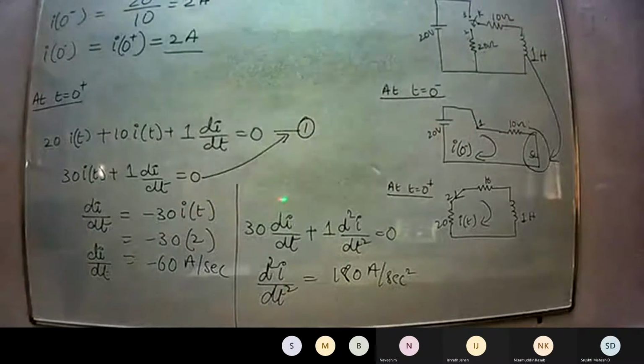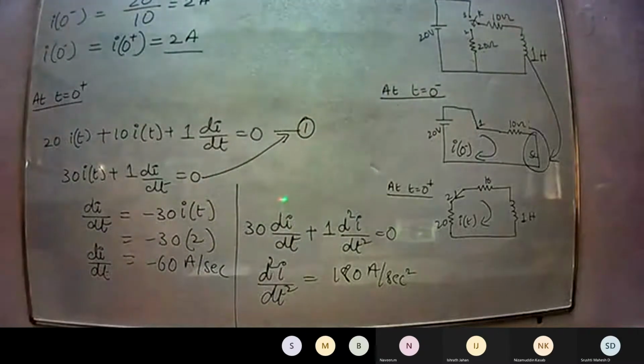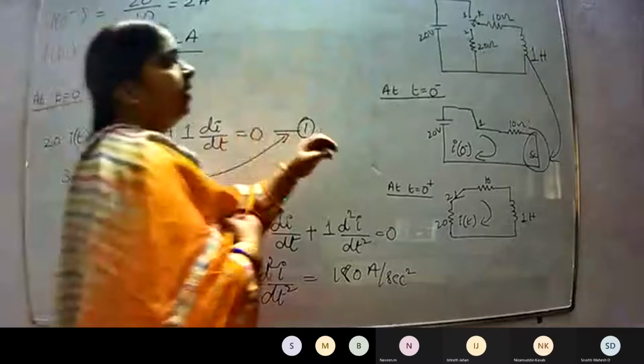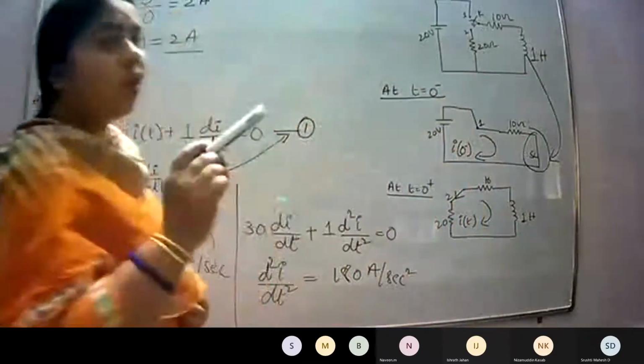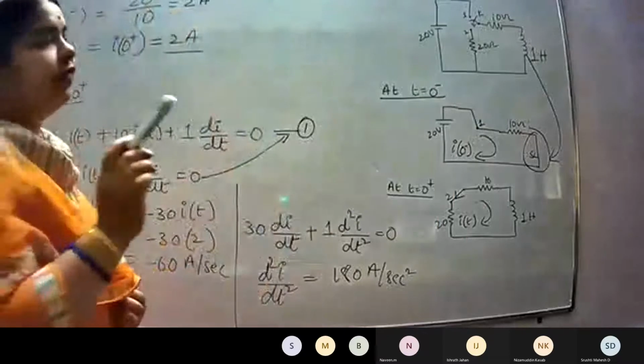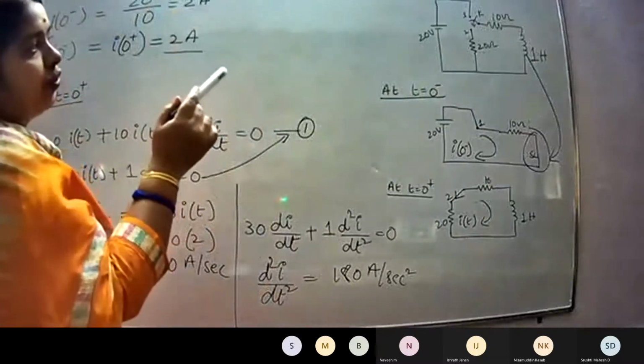Ishrat also. Okay. Once again, I will just tell you the summary of it. Listen here. Here, the switch is changing from position 1 to 2. It is not like on and off. It is changing from position 1 to 2.